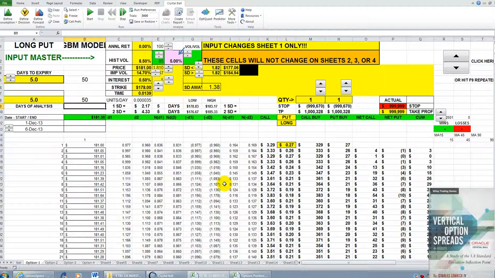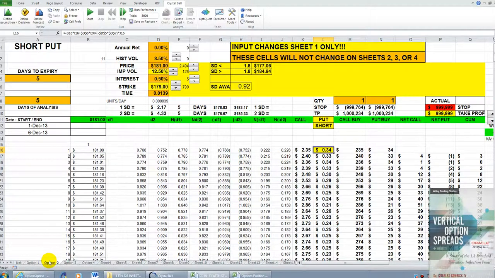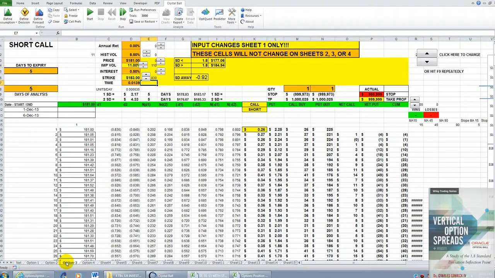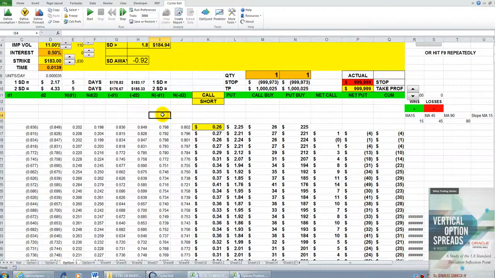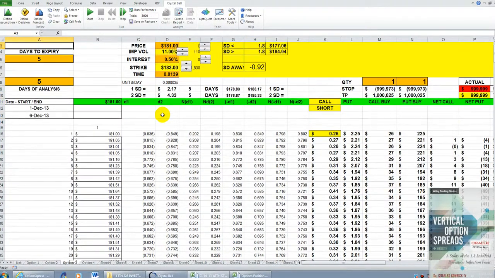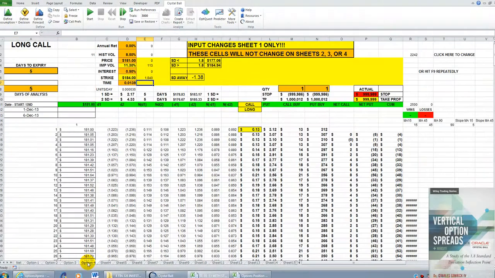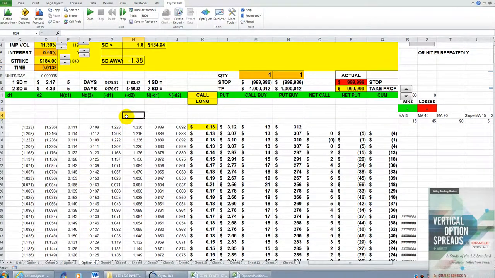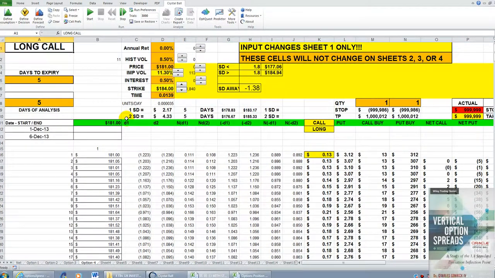By now, I am confident, or at least hope, that you're used to the fact that we have the long put on tab sheet option 1. We've got the short put on tab sheet option 2. We've got the short call, I'll make this a little bit larger so that you can see it, on tab option 3. And we've got the long call on tab sheet option 4.